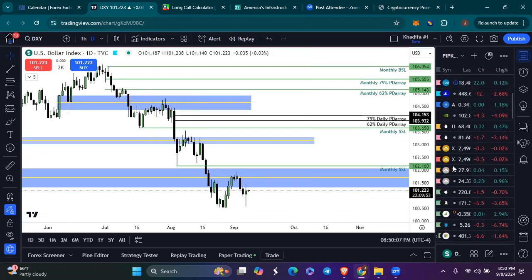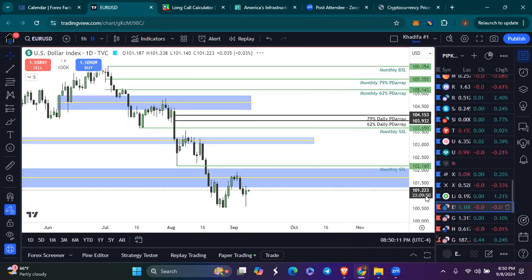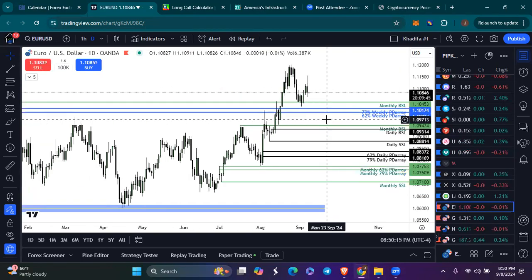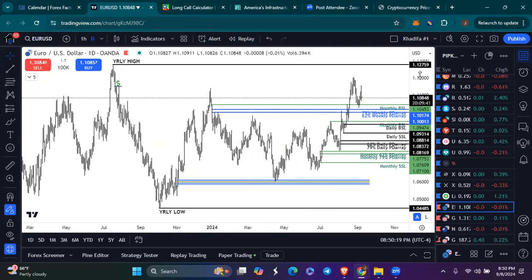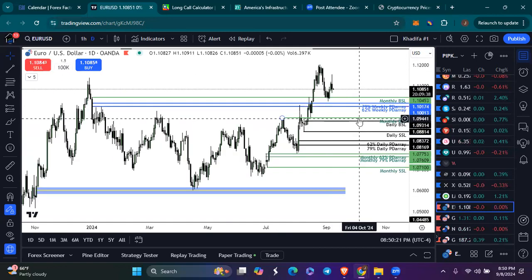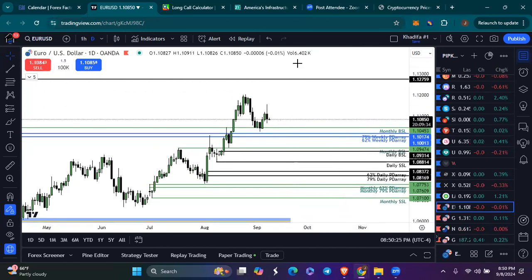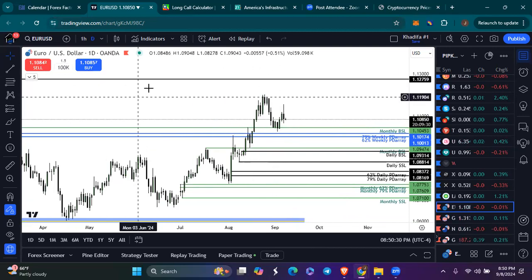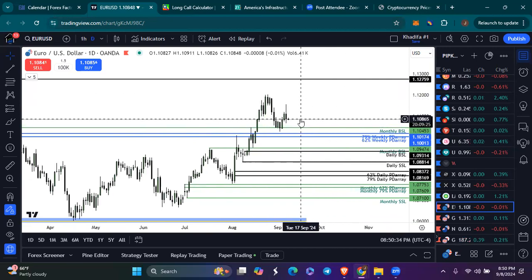So with that being said, you already know if I'm bearish the dollar, I'm bullish currencies, euro. I want to see us run this yearly high up here at 1.12. I want to see us run up into that. That's what I want to see with Euro USD. And maybe we get there with this news that we got coming out this week.